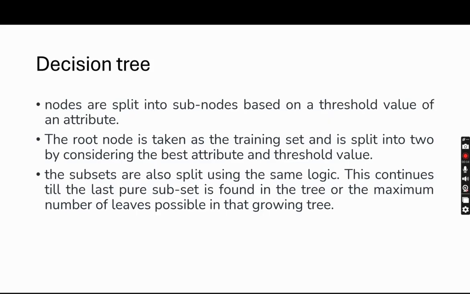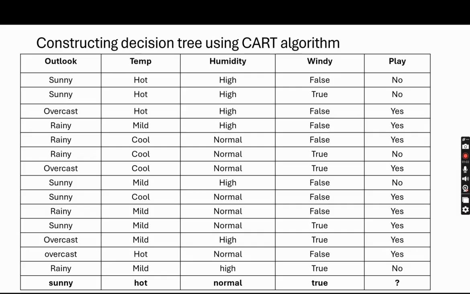A decision tree consists of nodes, as you all know. The root node is split into sub-nodes based on a threshold value of an attribute. The root node is taken as the training set and is split into two by considering the best attribute and threshold value. The subsets are further split using the same logic, and this continues until the last subset, that is, the maximum number of possible leaves in the growing tree.